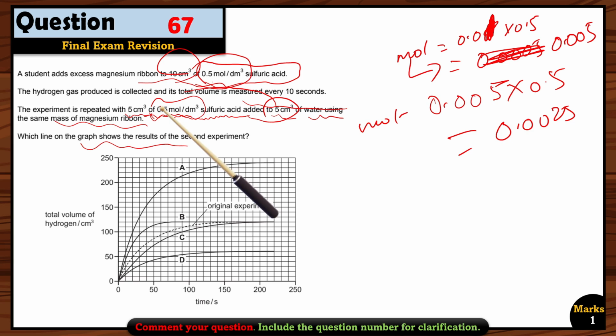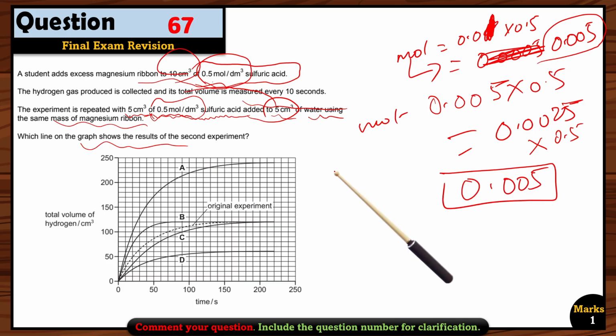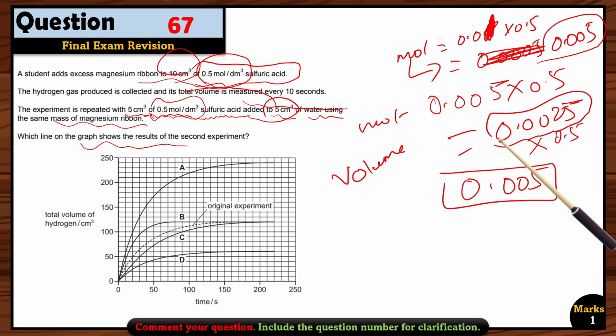But if you see, the volume has changed: 5 cm³, and then you added 5 cm³ more of water. So what does it mean? The volume has been added again, so it is 10 cm³ total. So it means you have the same volume, but what is the difference now? Here the moles are still 0.0025. So the moles of the second experiment are less as compared to the first experiment.